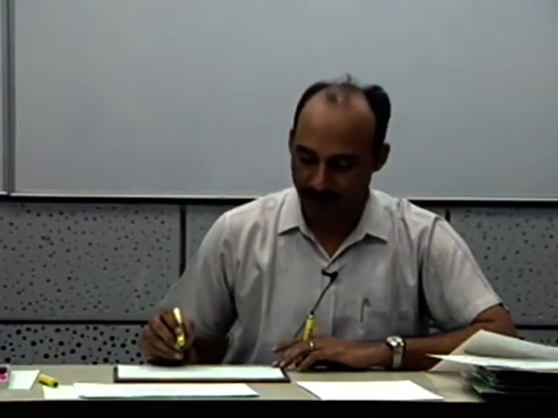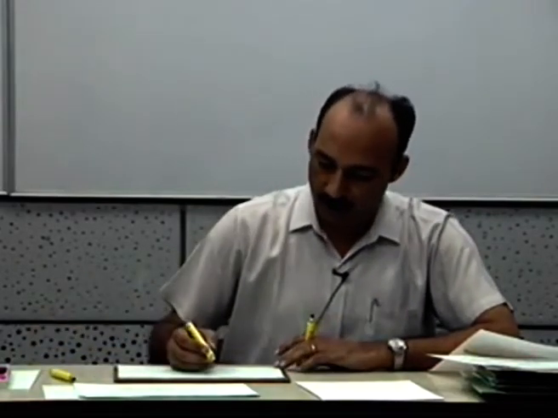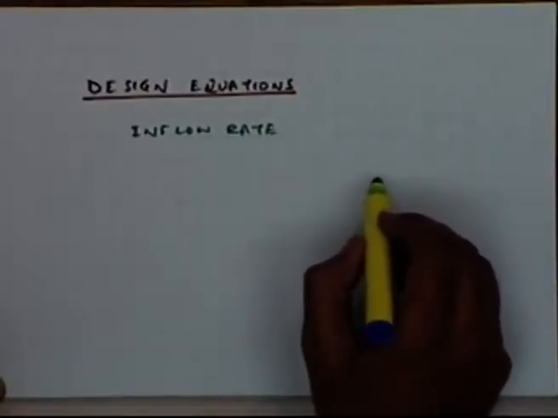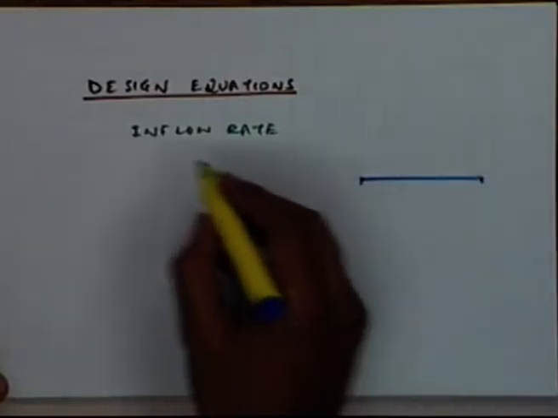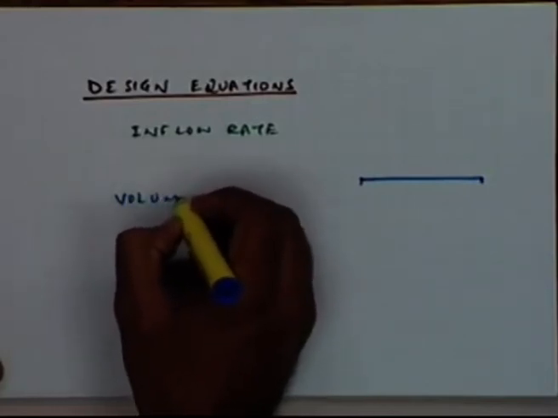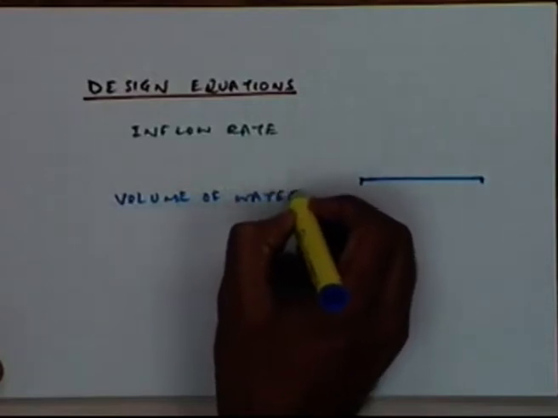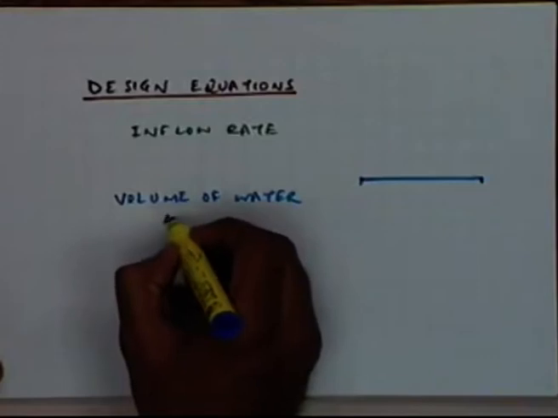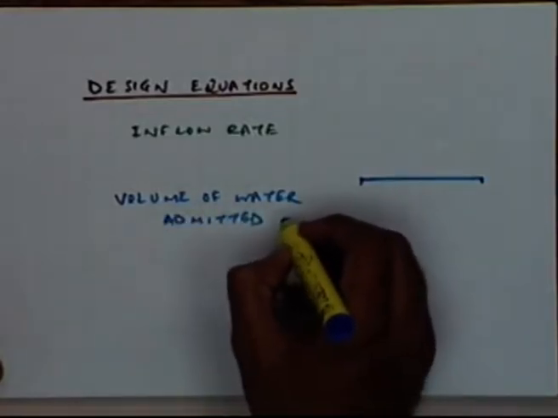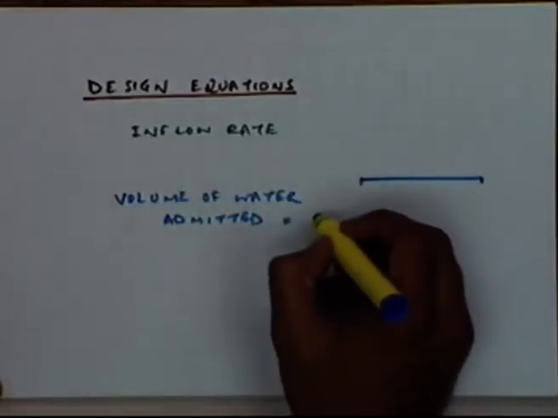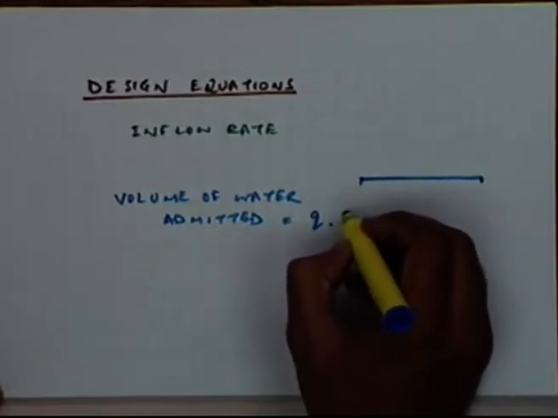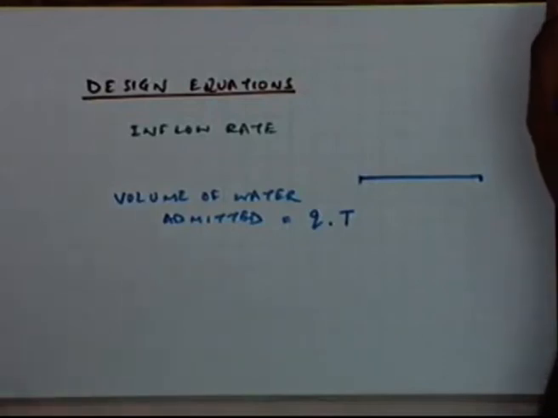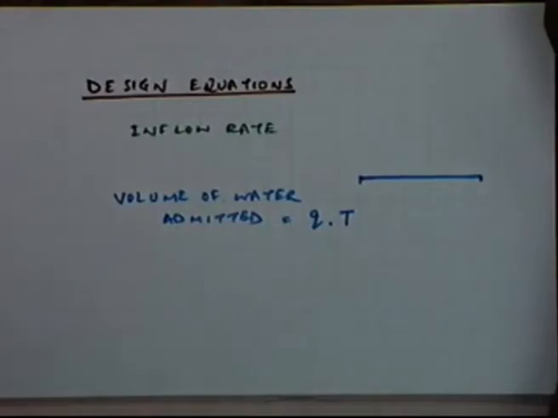Okay. So considering the inflow rate, let's try to consider a strip and try to find out what is the volume if I assume a flow rate of small q, and I know what is the opportunity time which is required, because when I start irrigation I am aware of how much is the net irrigation requirement.